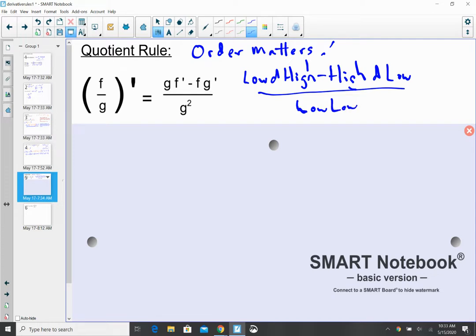You're like, what? Well, G's the bottom. That's the low. The F is the high part, on top. So D high would be the derivative of the high. So it's low D high minus high D low over low low.